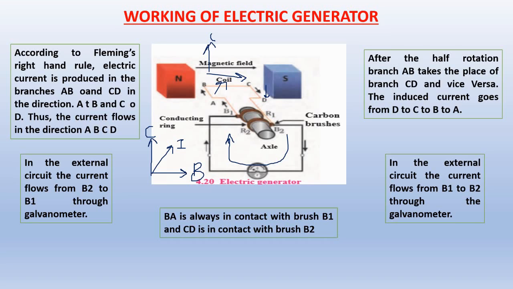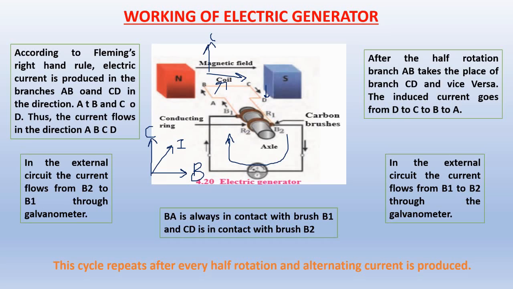So when this current flows from DC to BA, what happens to the external circuit? The current flows from B1 to B2. Now when the current reaches point A, it flows from B1 to B2. Why? Because BA is in contact with B1 through the galvanometer. So from this what can we conclude? This cycle repeats after every half rotation and alternating current is produced.